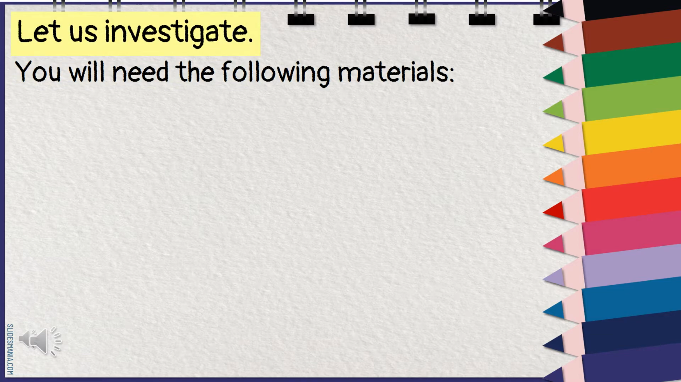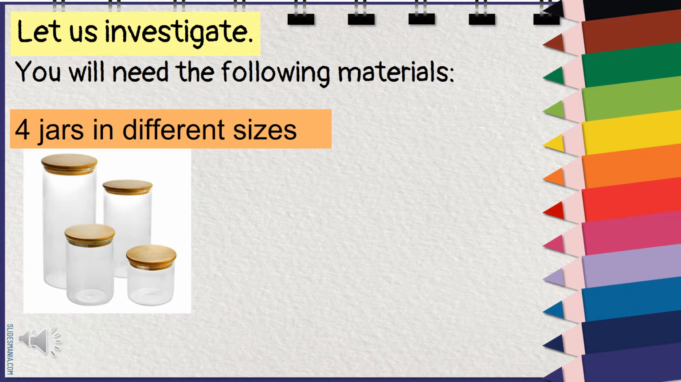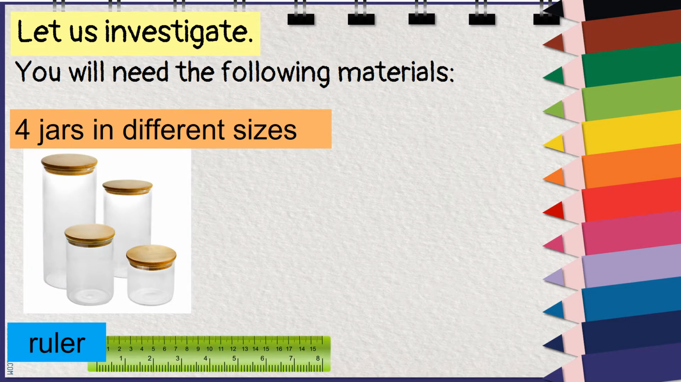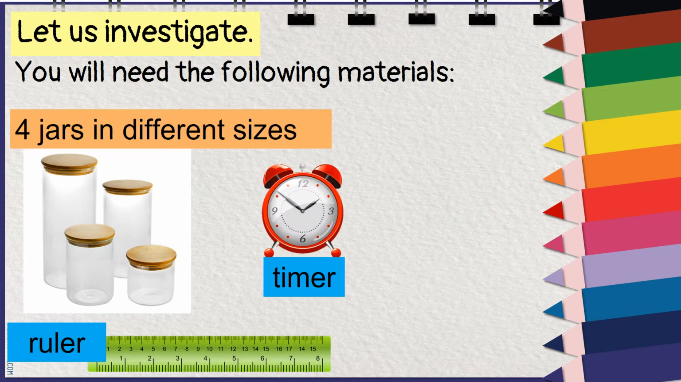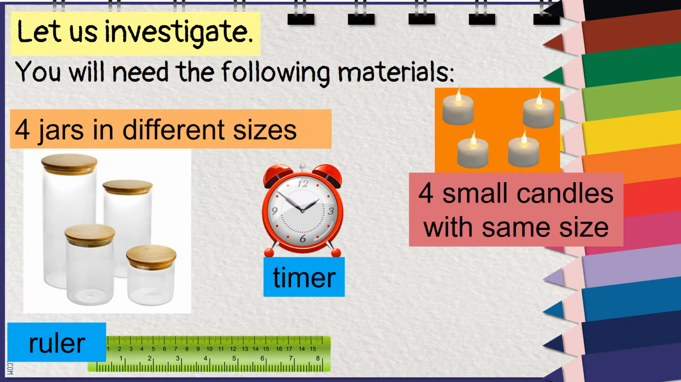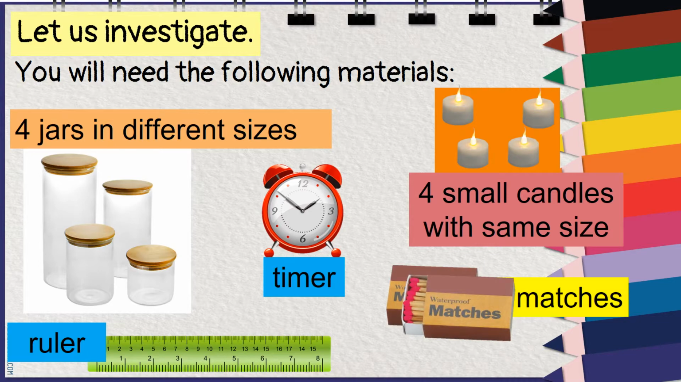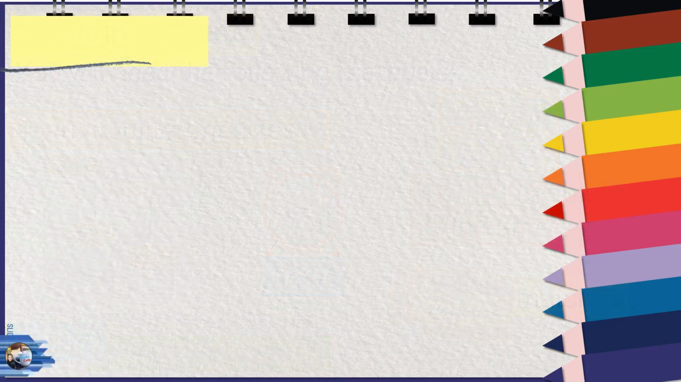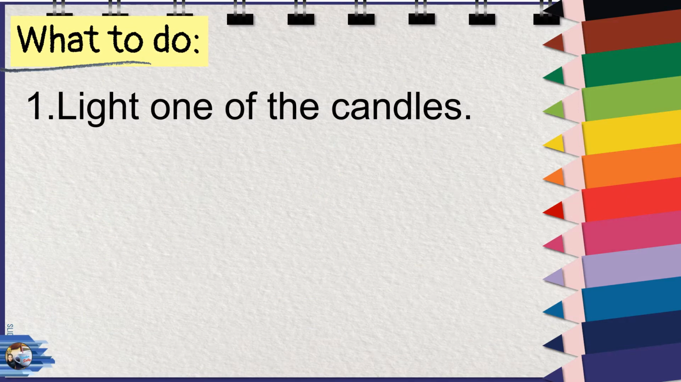Okay, first you need 4 jars in different sizes. And also you need the cooler, the timer, 4 small candles with the same size, and also matches. This is what you are going to do. But if you're doing this activity, you need your parents to be with you or your older siblings to guide you. Okay? So just be careful in doing this activity.